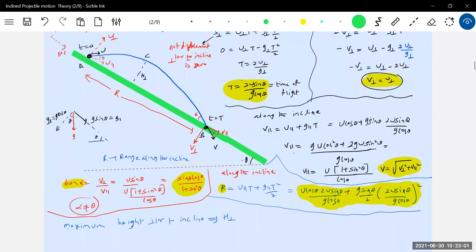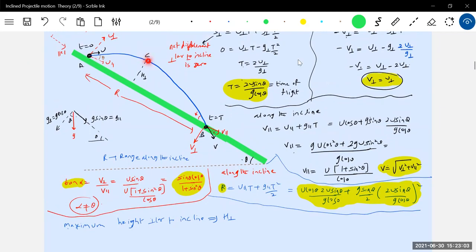I need that U perpendicular. At this point, how will it be? The total velocity here should be parallel to the incline. You call it VH, and now it will be parallel to the incline. Then only the perpendicular component, this U perpendicular, will keep on decreasing due to g perpendicular, and finally it will become 0. Then the total resultant velocity will be parallel to the incline.